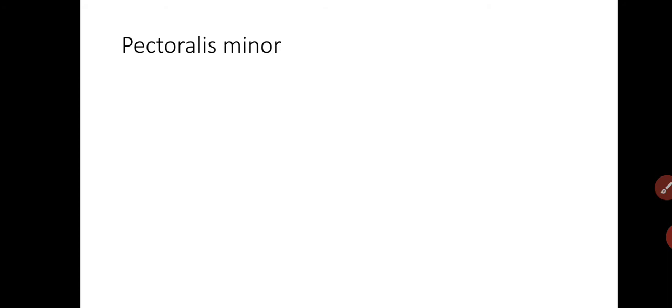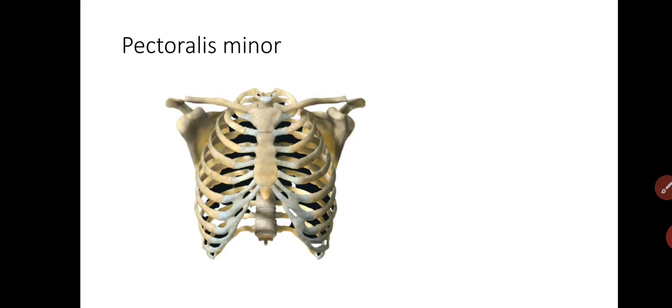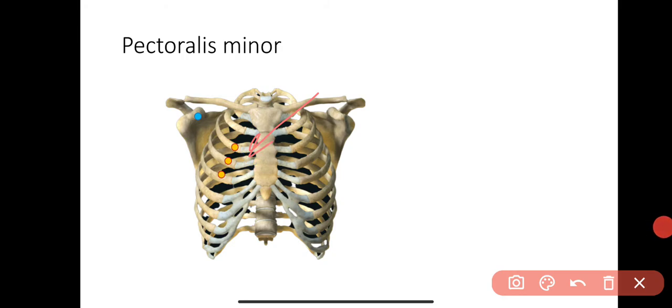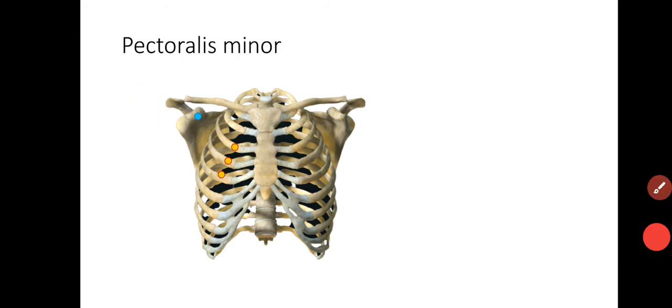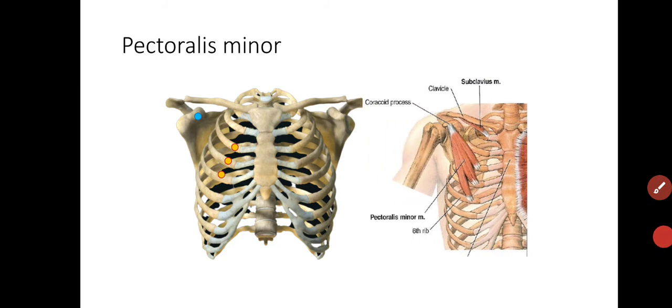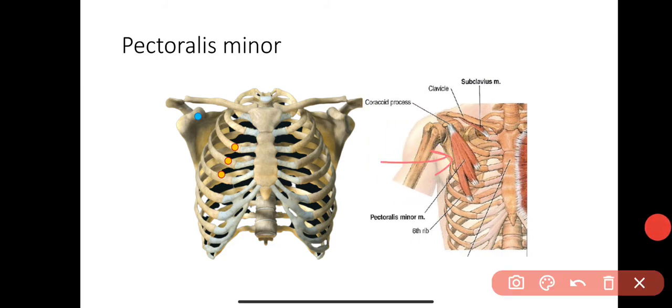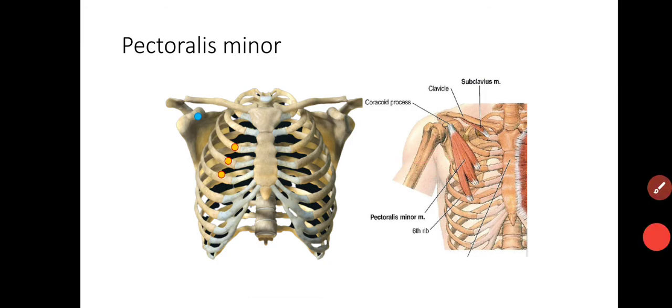Now the pectoralis minor muscle, deep to the pectoralis major. If we remove the pectoralis major muscle, we will get the pectoralis minor muscle. It takes origin from the 3rd, 4th and 5th ribs near the costochondral junction, and insertion on the upper medial part of the coracoid process. So this is the origin and this is the insertion. And this is the pectoralis minor muscle. Nerve supply: it is supplied by the medial pectoral and lateral pectoral nerves.